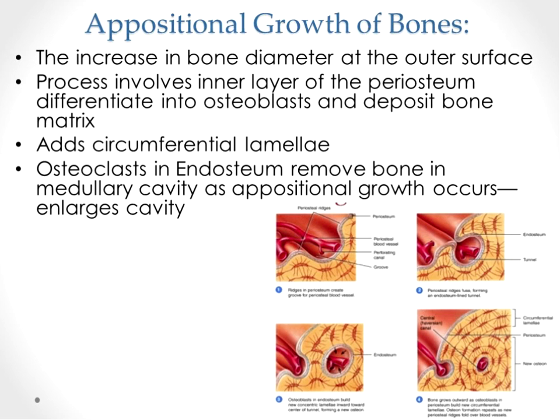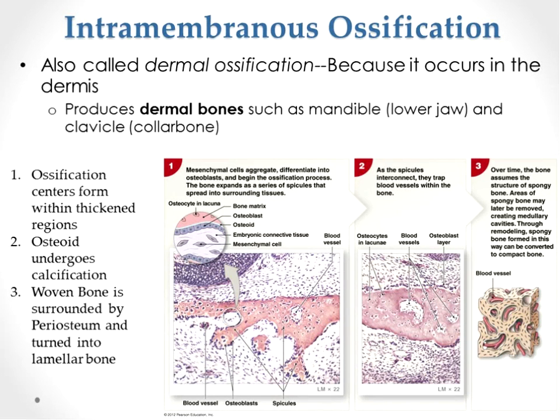And so the picture here is just showing you how that occurs. So we end up with perforating areas for blood vessels to continue to push into the medullary cavity, and then we can end up growing central canals if we grow some osteons within the growth areas of the periosteum bone matrix.